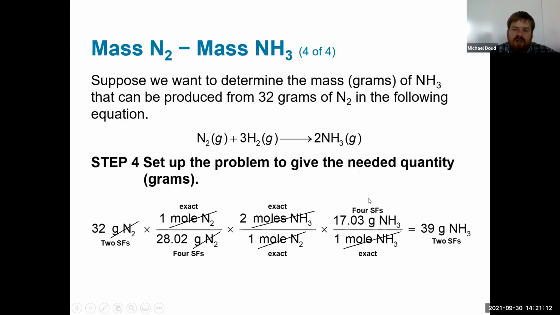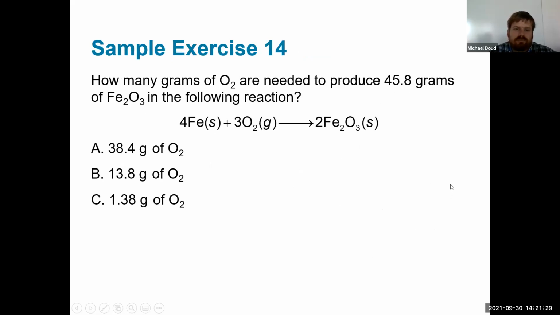Finally, we need the grams of ammonia. So we know that there's 17.03 grams of ammonia for every 1 mole of ammonia. Moles cancel out again. Solve it here. We started with 2 significant figures. Each of our molar masses had 4 significant figures. The answer, then, we know to 2 significant figures, and that is 39 grams.